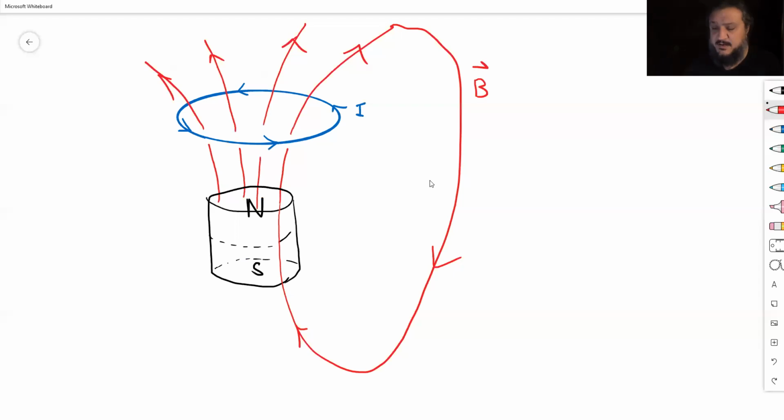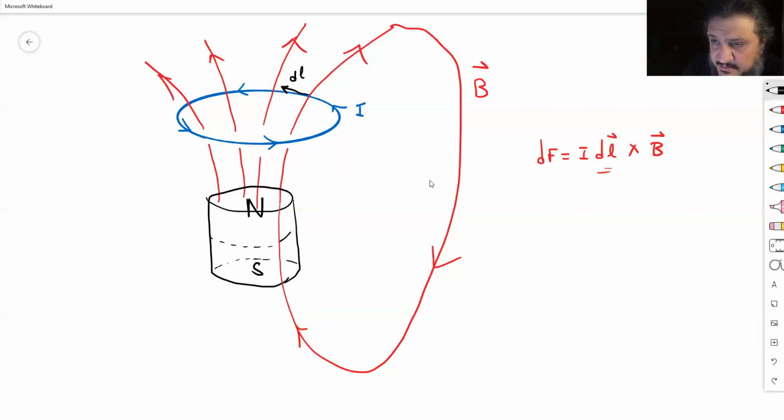Okay, so according to this relation, dF equals I dL cross B, we expect a force. So how do we do that? Let's decide what dL is. dL is an infinitesimal displacement along the current. So right here, for instance, right there, we're talking about a dL that is going to look like this.